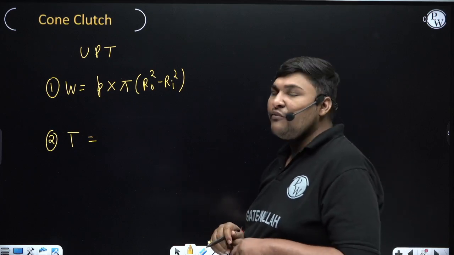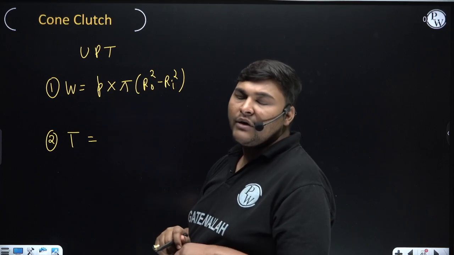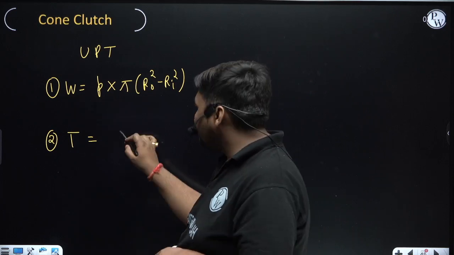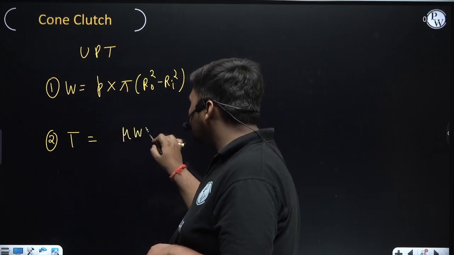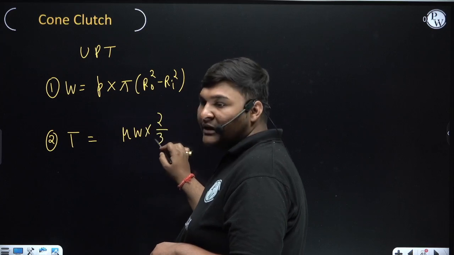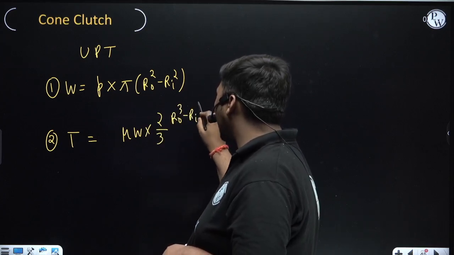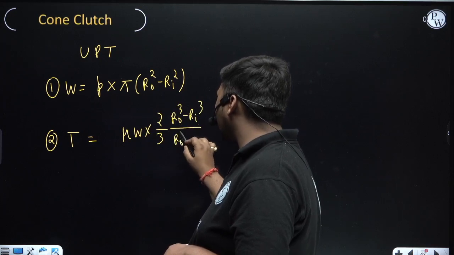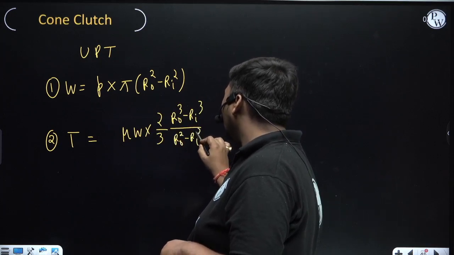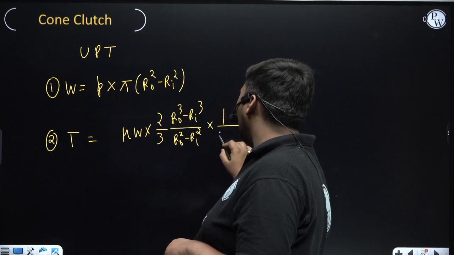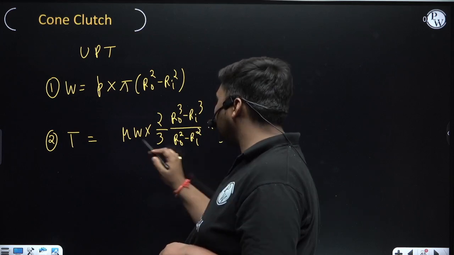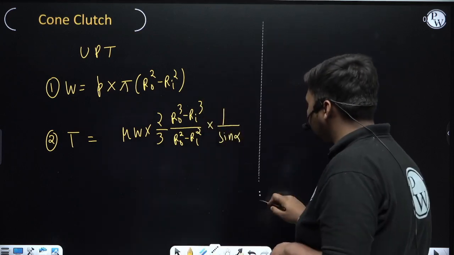Now by uniform pressure theory, the formula to calculate torque transmitted by the plate clutch is mu W into mean radius, and the mean radius by uniform pressure theory is 2 by 3 R0 cube minus Ri cube upon R0 square minus Ri square. Now we will multiply this term by 1 upon sin alpha. It is the expression of torque transmitted by the cone clutch.